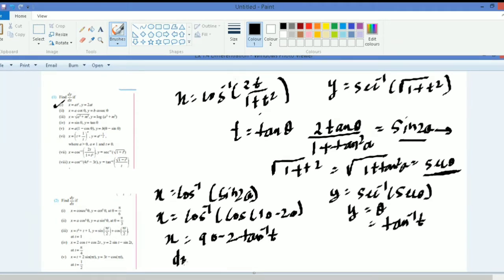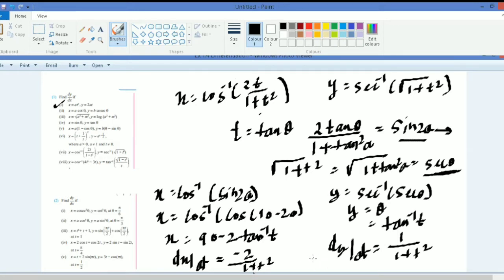If we differentiate, dx by dt will be 0 minus 2 into the derivative of tan inverse of t, which is 1 upon 1 plus t square. Similarly, dy by dt is the derivative of tan inverse of t, which is 1 upon 1 plus t square. Now we have both. You divide one by the other, dy by dt upon dx by dt.